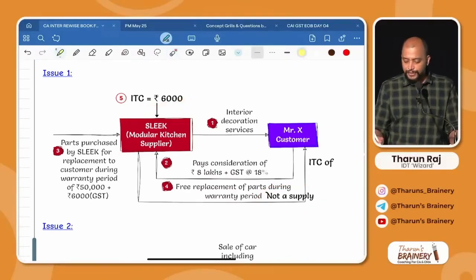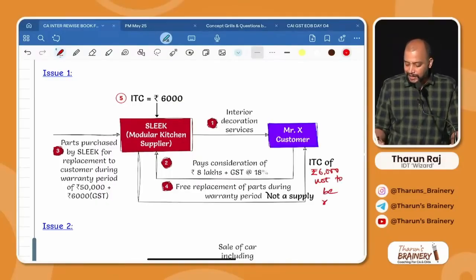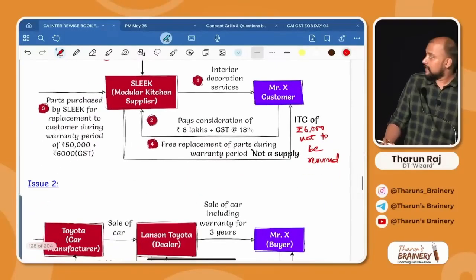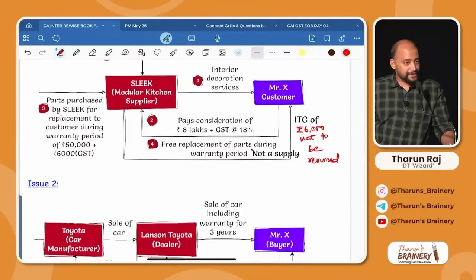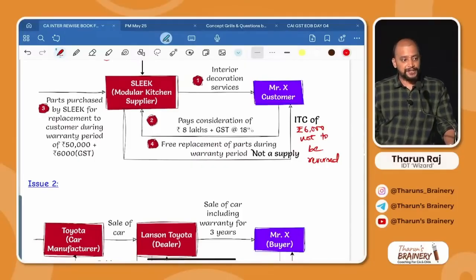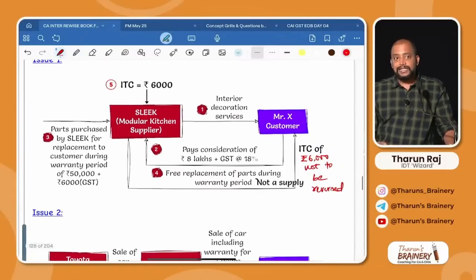ITC available. So here you just write down: ITC of rupees 6,000 not to be reversed. So that went off in printing. So ITC of rupees 6,000 not to be reversed. Is it clear?